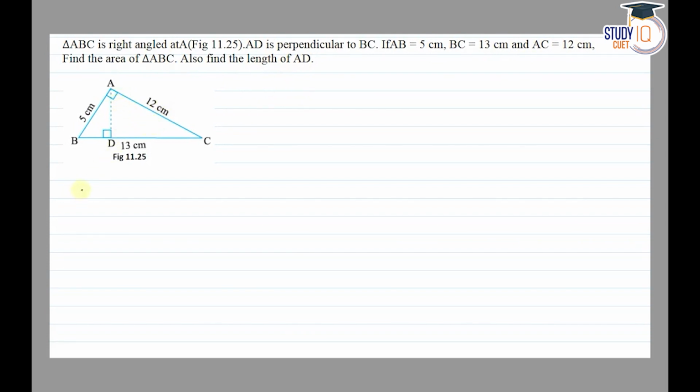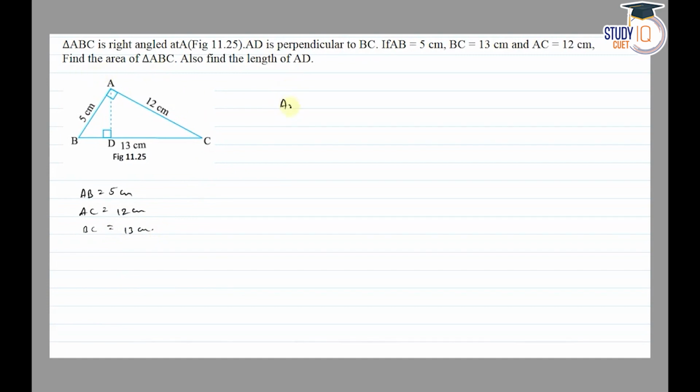So हमें given है AB is equal to 5 cm, AC is equal to 12 cm and BC is equal to 13 cm. So हमें find out करना है area of triangle ABC.